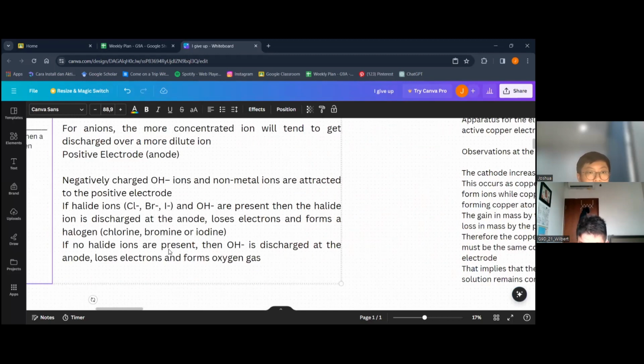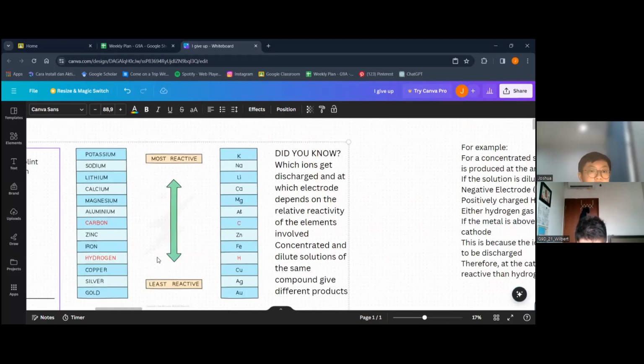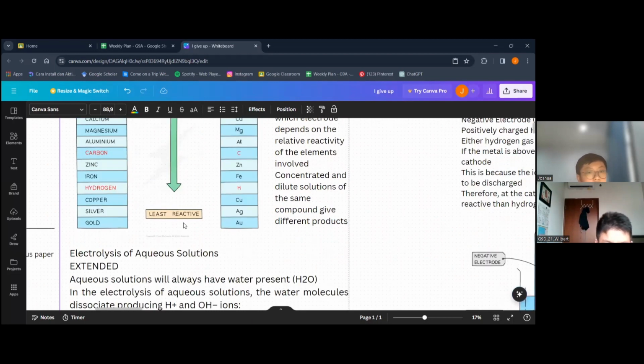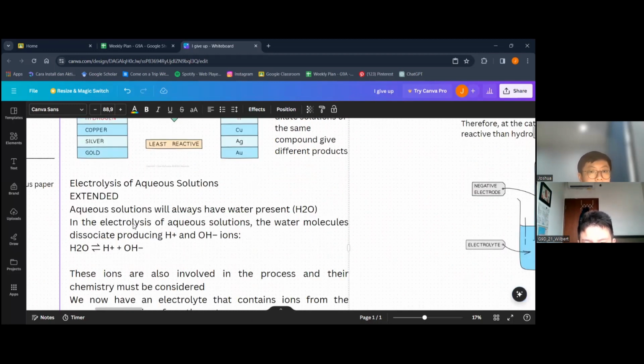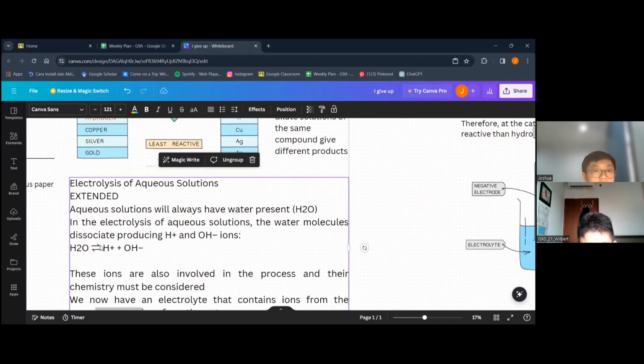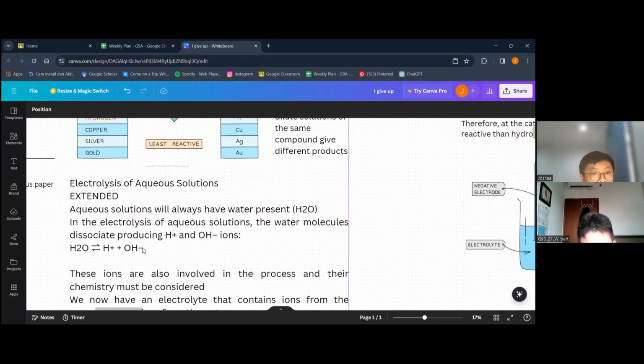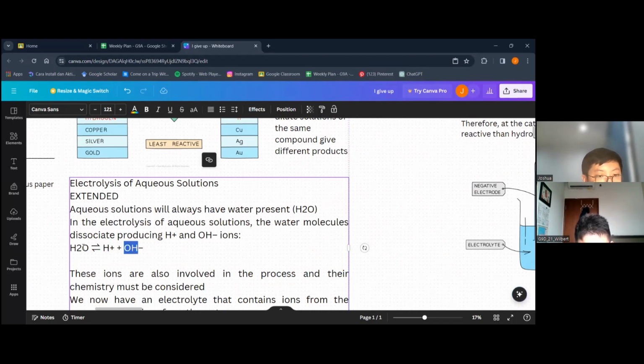So following that, this is the reactivity table. I'll send this to you. Aqueous solutions will always have water, H2O, what I said earlier, but you can visualize it like this. This arrow means reversible. So you can turn H2O, water, into positive hydrogen ions and negative OH, which is hydroxyl. Because you can see H2, there's one H here, and there's another H here, and there's one O.